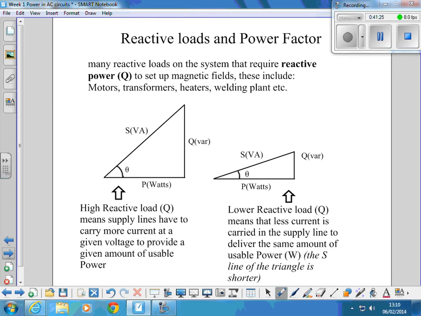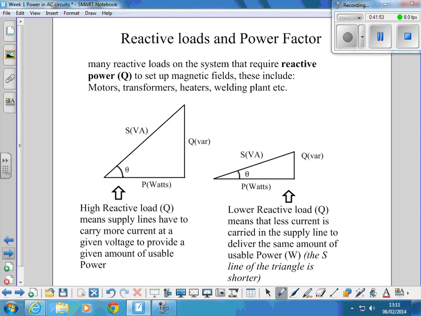So, reactive loads and power factor. Many loads on a system require reactive power Q to set up the magnetic fields. They include motors, transformers, heaters, welding plant, X-ray machines, dozens of things in a factory or industrial situation taking reactive power.